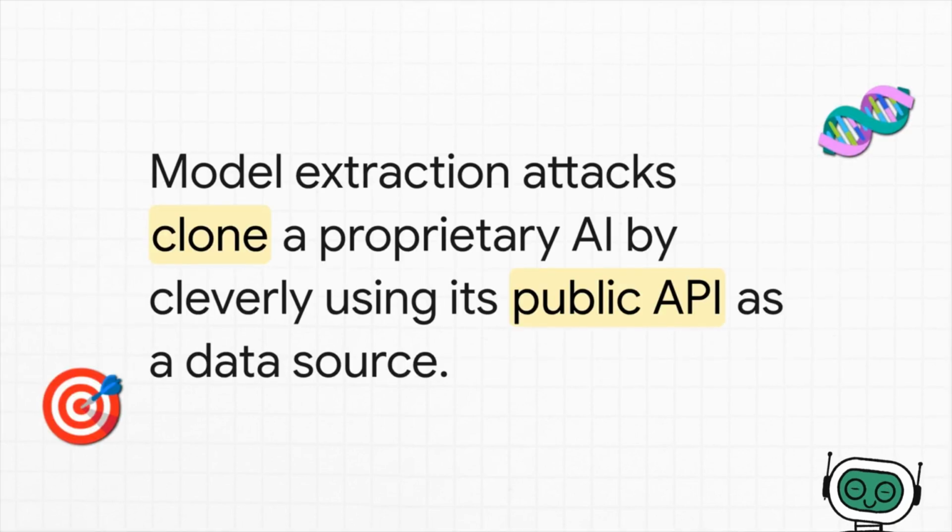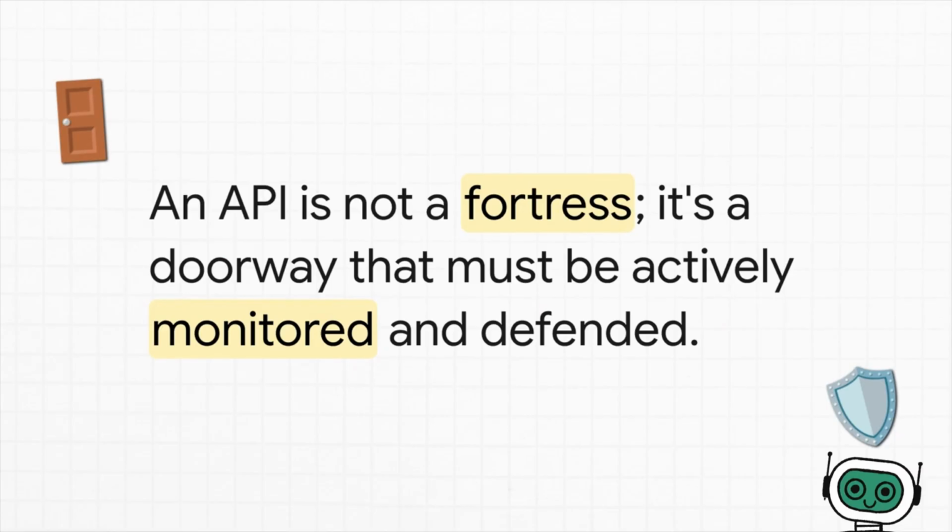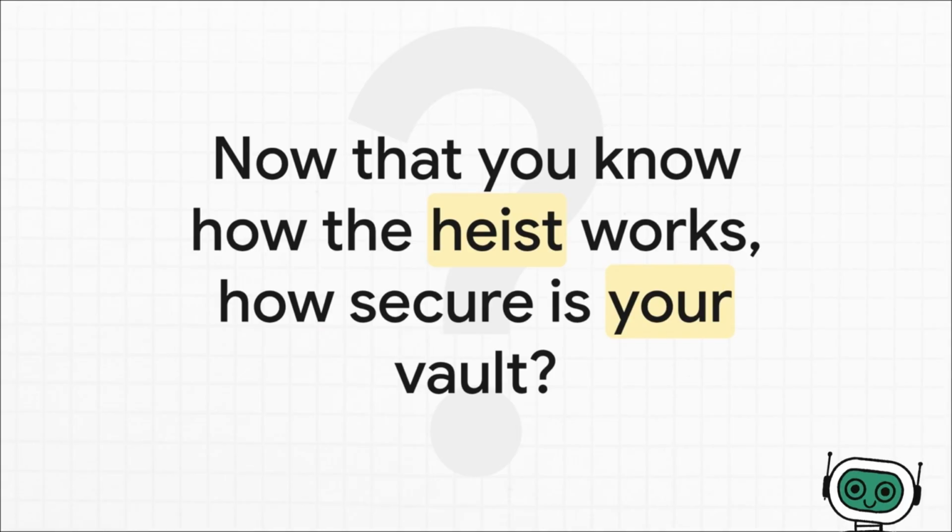So, to wrap it all up in one sentence, a model extraction attack clones a proprietary AI by cleverly treating its public API as a massive open data source. And if you remember only one thing today, make it this. An API is not a fortress, it's a doorway. And it's a doorway that you have to actively monitor and defend. So I'll leave you with a practical question to think about. Now that you know how this heist actually works, how secure is your vault?